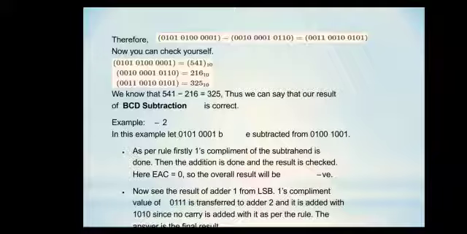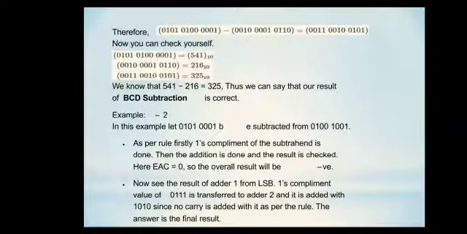First the one's complement of the subtrahend is done, then the addition is done and the resultant is checked. Here EAC is 0, so the overall resultant will be negative. Now see the result of adder 1 from LSB, that is the one's complement value 0111 is transferred to adder 2 and it is added with 1010. Since no carry, nothing is added with it. Okay, as per the rule, no carry is added and the answer is the final result.